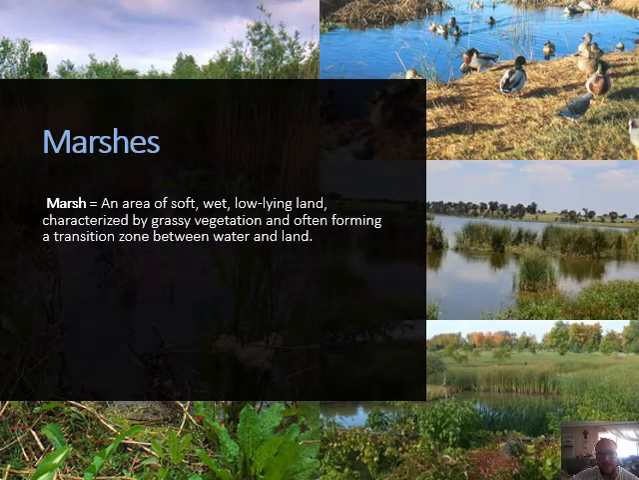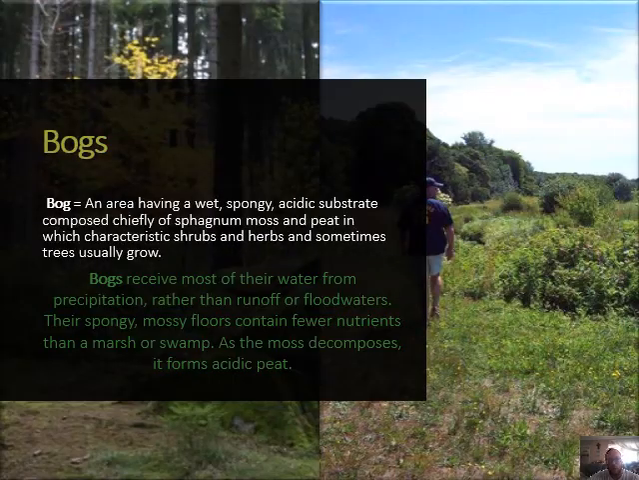Then we have marshes, not a marsh, sorry. A marsh is an area of soft, wet, low-lying land characterized by grassy vegetation and often forming a transition zone between water and land. So what is a transition zone? It is an area where you can't indicate where it is water and where it is land. It is the mixture of the two of them, okay? And that is what a marsh is. You can see some pictures over there. It's quite recognizable.